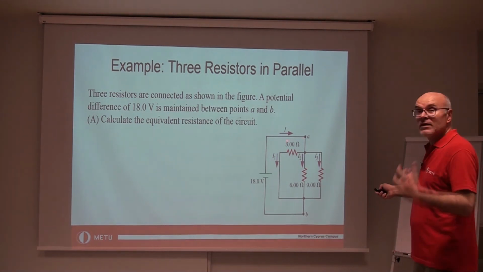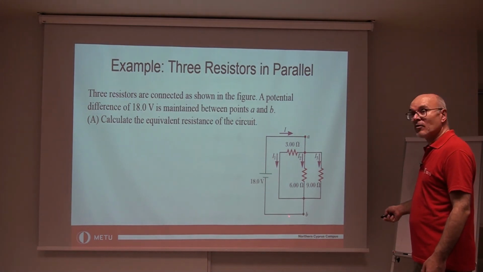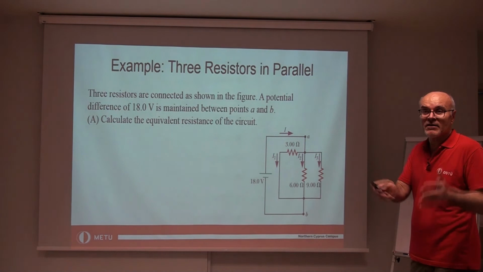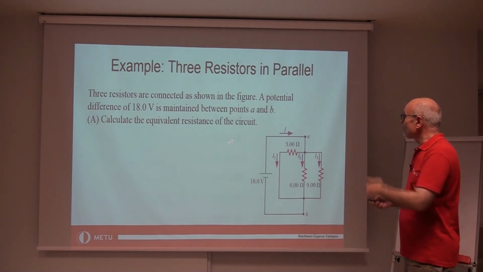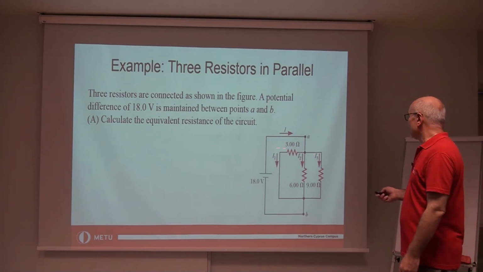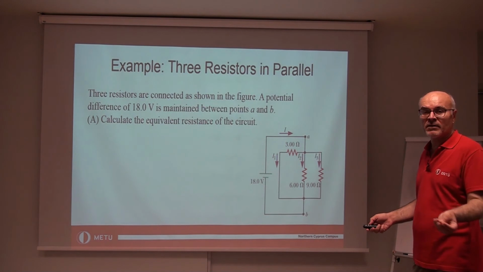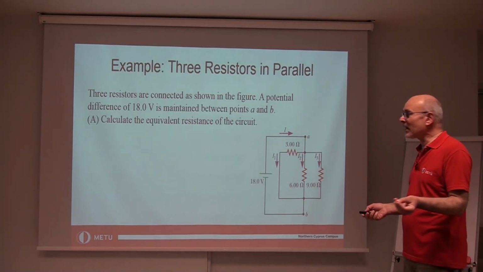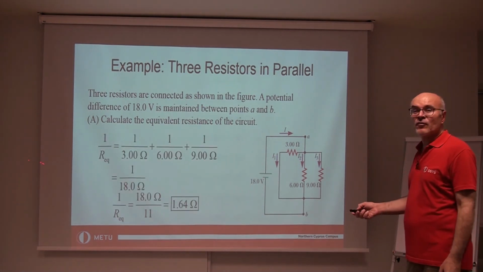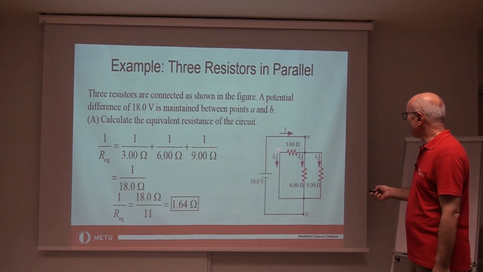because there are no circuit elements between this point and this point, or this point and this point. So this potential difference is just the potential difference across the resistances. Calculate the equivalent resistance of the circuit. Well, this is a simple calculation. You have three resistances connected in parallel. So the expression for their equivalent resistance is very simple. You just apply the formula.